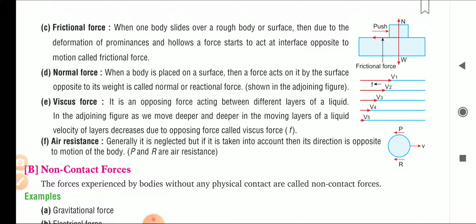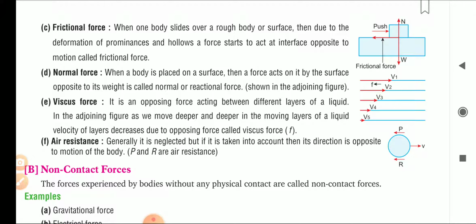Here one diagram is given. If we are pushing the object, then the frictional force acts opposite to the direction in which the motion of the object is taking place. Suppose the object is moving forward, then the frictional force will act opposite to that.